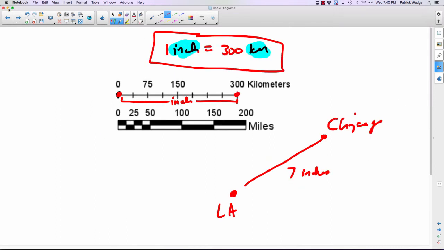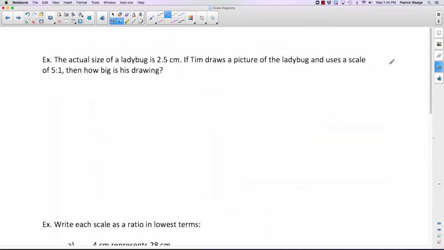What if you're trying to find the length of a drawing? How big is the drawing? So talking about ladybugs here. The actual size of a ladybug is 2.5 centimeters. I just made this up, it might be completely wrong. If Tim draws a picture of the ladybug and uses a scale of 5 to 1, then how big is his drawing? All right, so remember our formula.